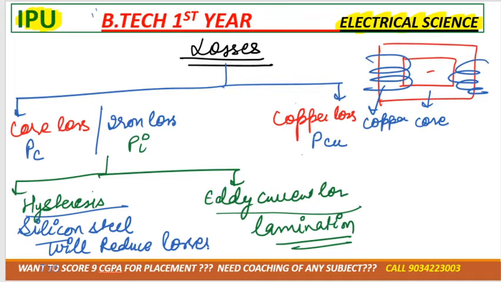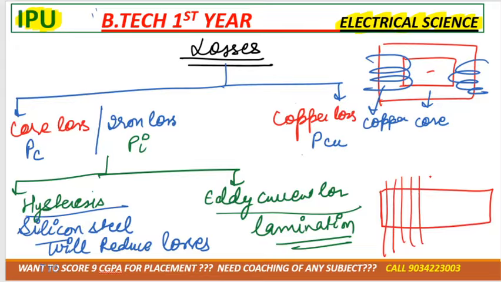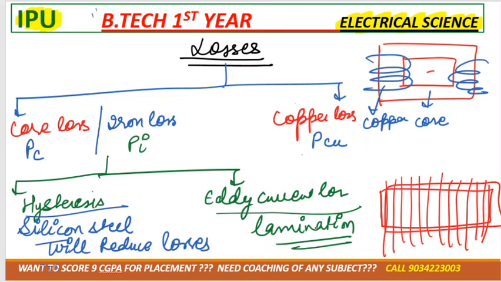Now see how we will do the lamination. Suppose we have a long material of silicon only, cut it into thin slices and then combine it. That would be the form of lamination. Okay, write down: lamination is done to reduce eddy current losses, and silicon steel material is used to reduce hysteresis losses.